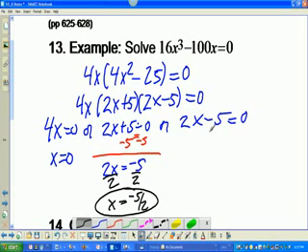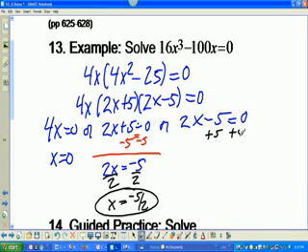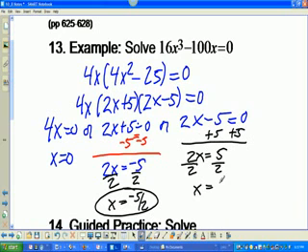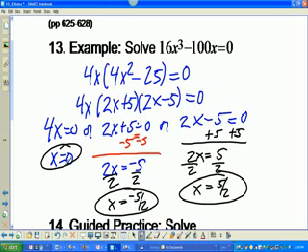In the last equation, this time I'll add 5 to both sides. So 2x equals 5. Divide both sides by 2. X equals 5 halves. So I have three answers. X equals 0. X equals negative 5 halves. X equals positive 5 halves.